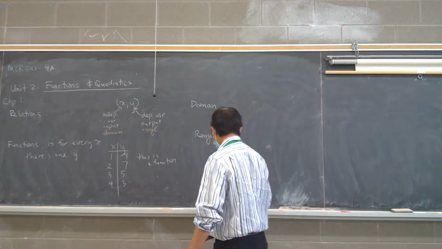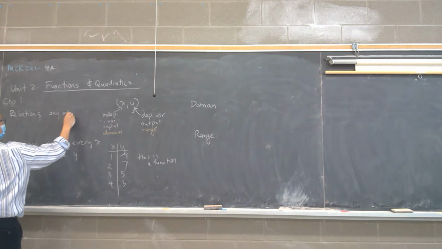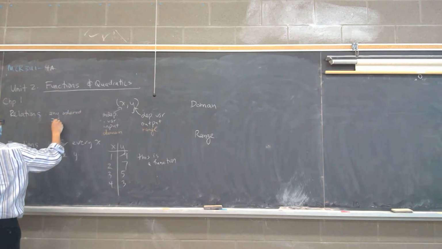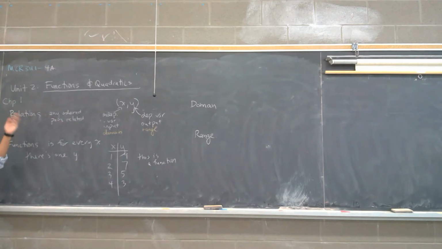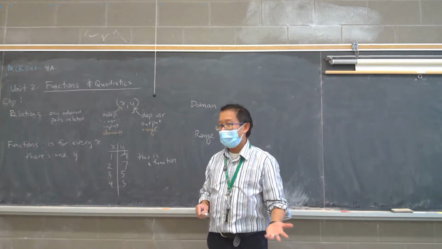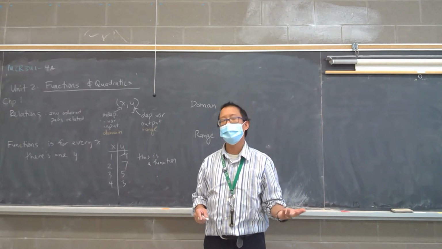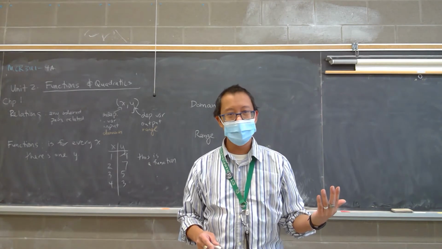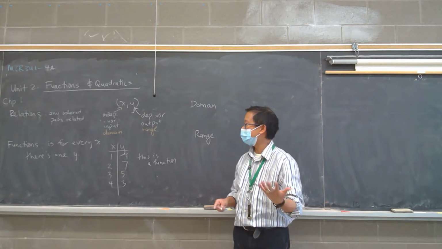So what is a relation? A relation is just simply any ordered pairs that are related. Unfortunately, I'm using the word related and relations in this. This is actually poor English, right? So there's a maxim that kind of says, all functions are relations, not all relations are functions. I'll say that again slower. All functions are relations, not all relations are functions. Let's explore this further.